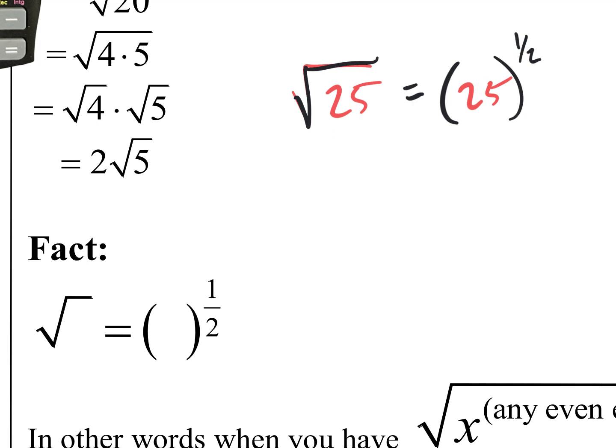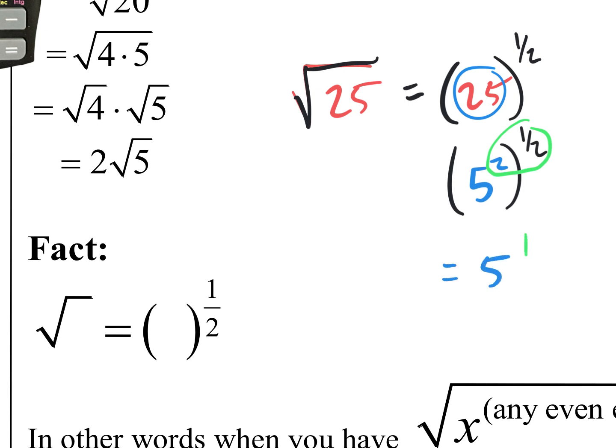Now, why would we do this? Because you could actually simplify this algebraically. You could rewrite 25 to look like 5 squared, because 5 squared is the same thing as 25. And you could have the power of 1/2 right here. When you have a power to a power, I hope we remember from the rules of exponents back in Algebra 1, you multiply, and 2 times half is 1. So you'd get the answer 5 to the power of 1, which is just 5.